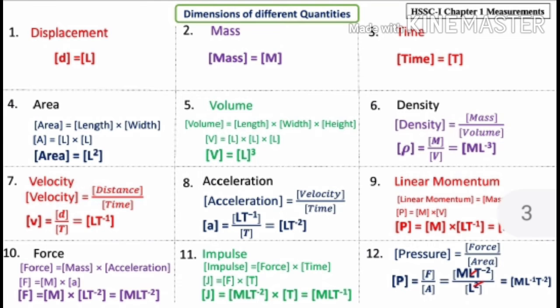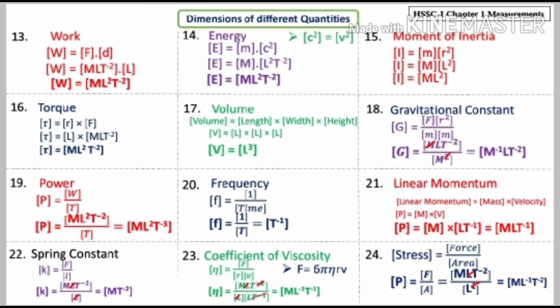In the next slide, dimension number 13, we will deal with work done. According to the formula of work done, F dot d, putting the dimension of force here, M L T inverse square, and the dimension of displacement, L, we get the work done dimension equal to M L square T inverse square. Energy is also equal to work done, so its dimension is the same, M L square T inverse square.